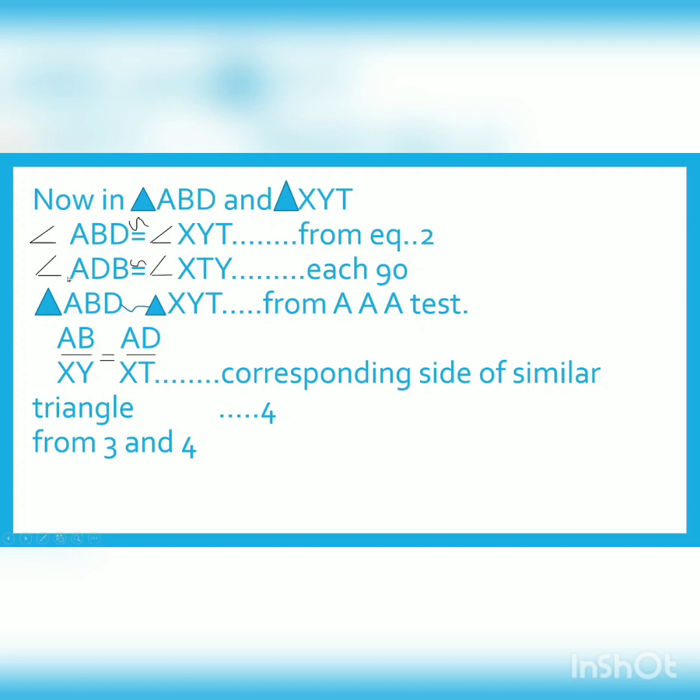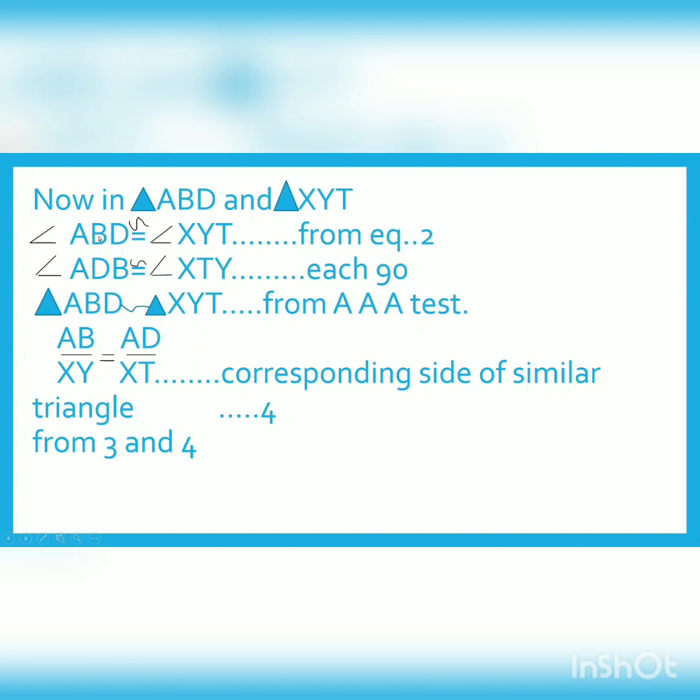Second, angle ADB is congruent to angle XTY. Why? Because both angles are 90 degrees. D is 90 degrees, perpendicular to BC, and T is also 90 degrees. So both angles are equal in triangle ABD and triangle XYT.